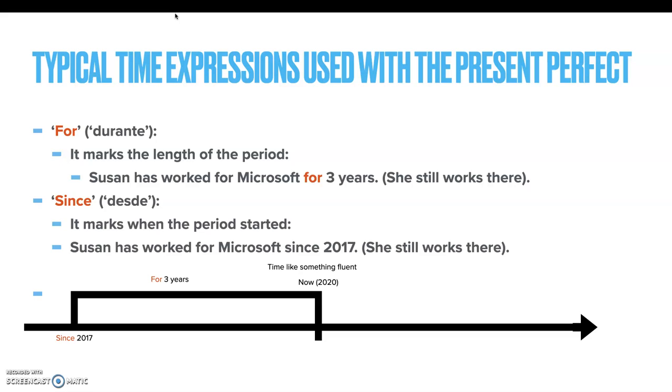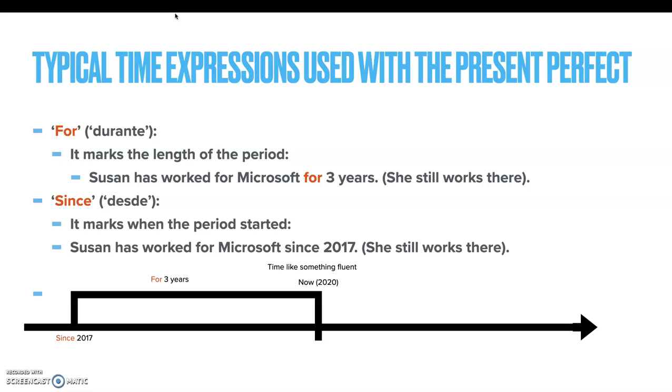We can say the same thing with since. Since is followed by a time expression, and we will mark when the period started. So the same sentence with since would be, Susan has worked for Microsoft since 2017. She still works there. So we can translate this sentence as Susan trabaja para Microsoft desde 2017. We translate it by a present in Spanish. Susan trabaja allí desde tal año.